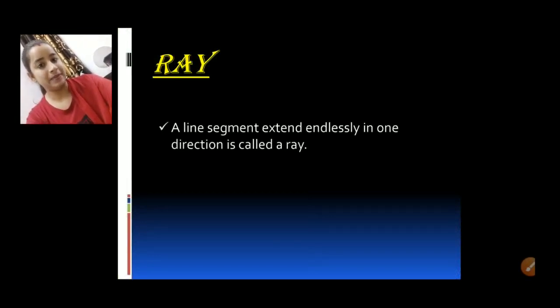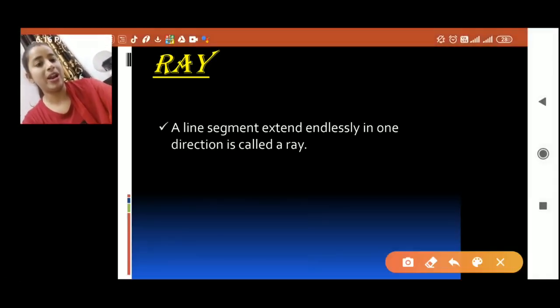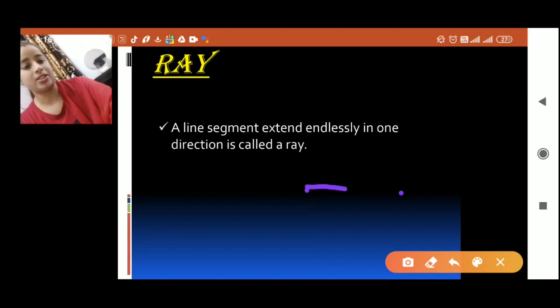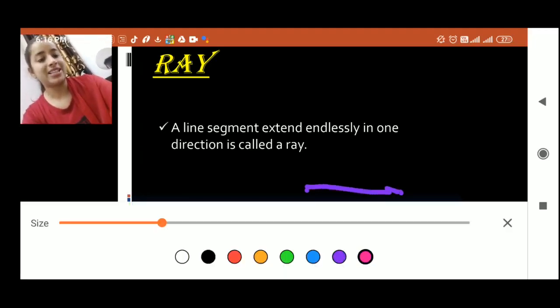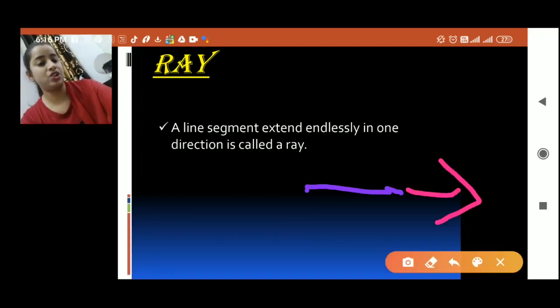Now the last is ray. A line segment extended endlessly in one direction is called a ray. Firstly, you all know very well that for a line segment we have 2 points which are joined. But now for the ray we have to extend only from one direction. Now it's a ray.